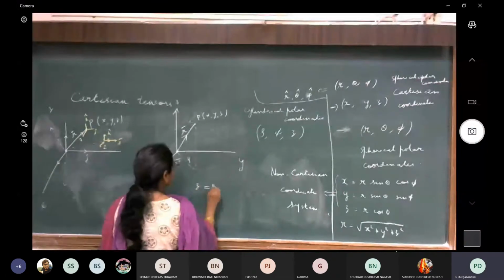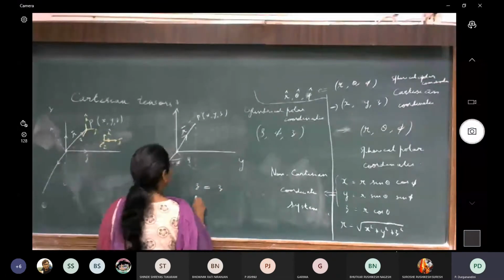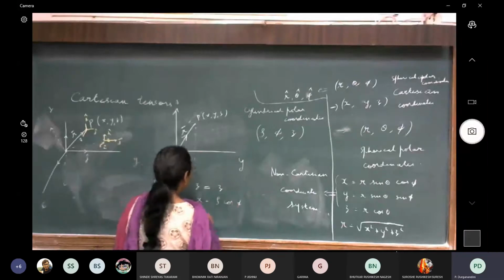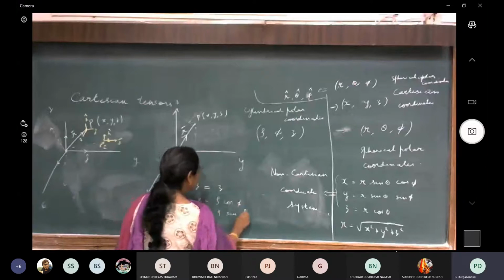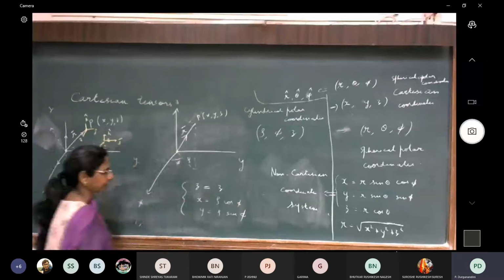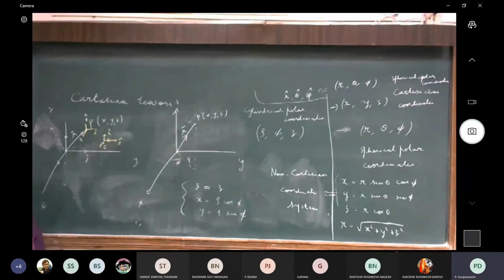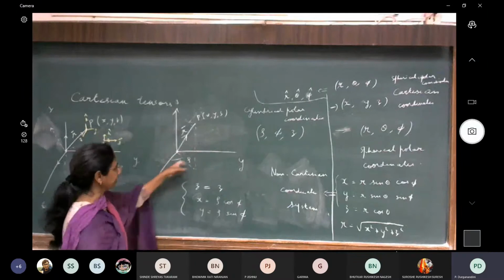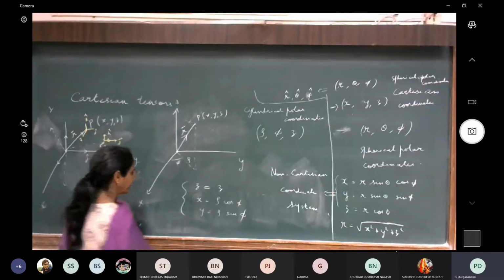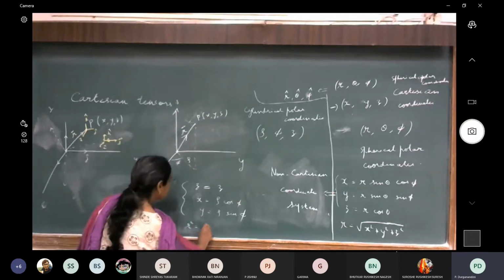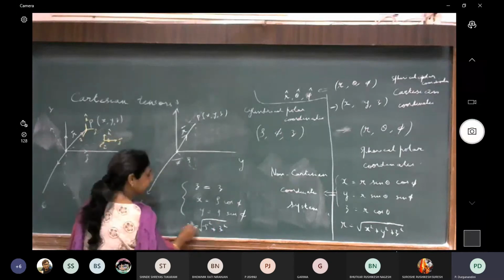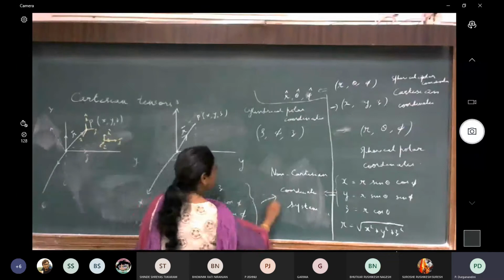The cylindrical polar coordinates transformation is this: z equal to z, then x will be equal to rho cos phi, right? And y will be equal to rho sin phi. So these are the transformations. This rho is the projection of this on the x, y plane, and then you have rho cos phi giving you x and rho sin phi giving you y. And now you can see my r square will be equal to rho square plus z square, or r will be equal to root of rho square plus z square. So again, this is an example of a non-Cartesian coordinate system.